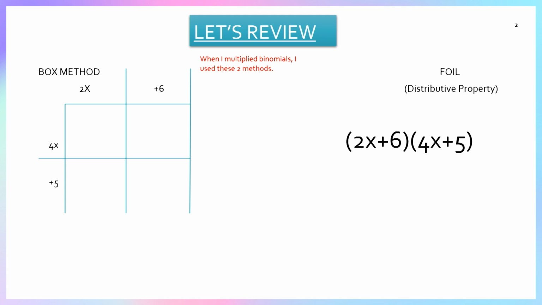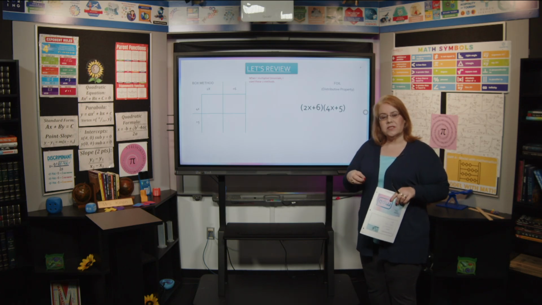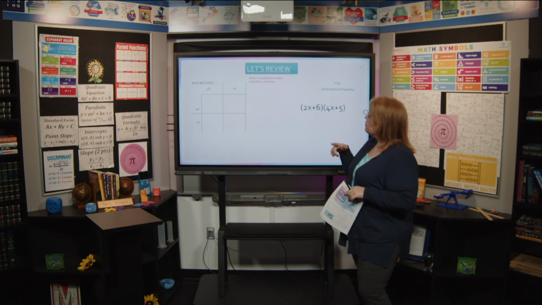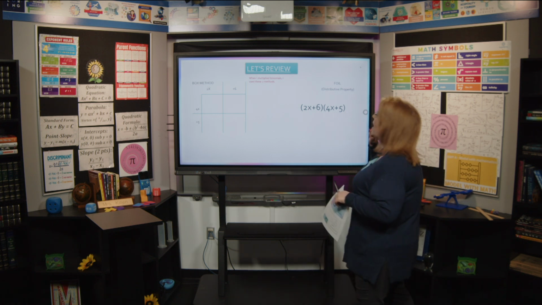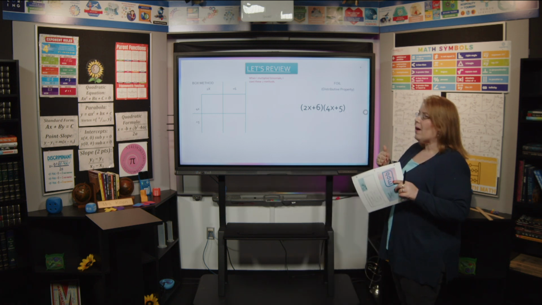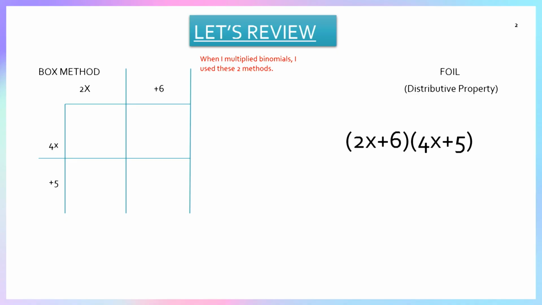First thing I want to do is review some of those concepts of our linear functions. We had our box method and we had our FOIL method. With the box method, remember we were multiplying from top to side, and then we added diagonally. So let's go ahead and see what that looks like.